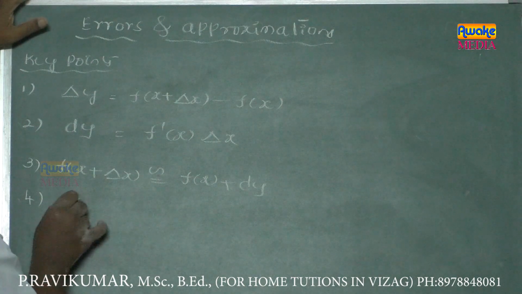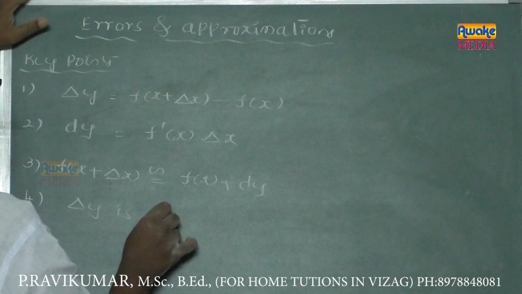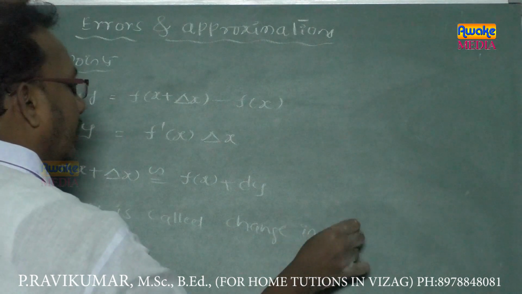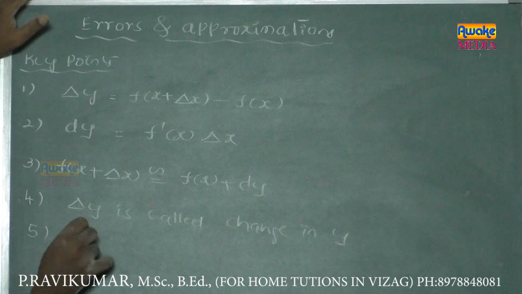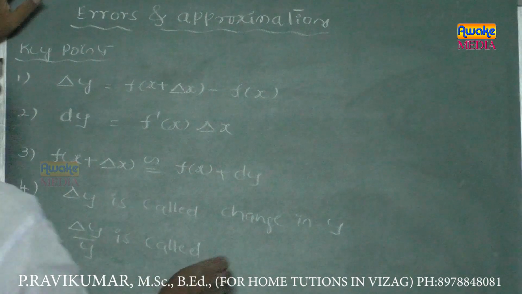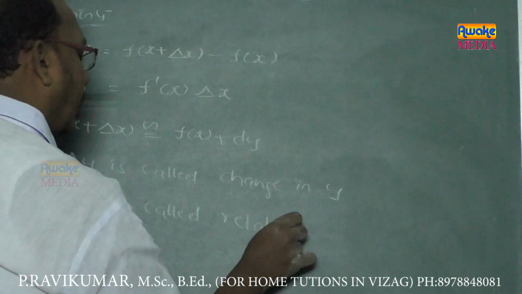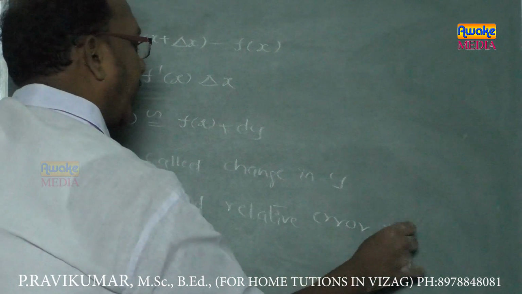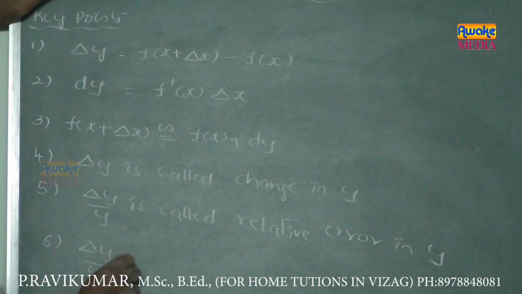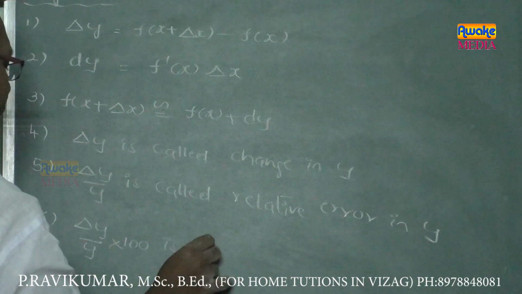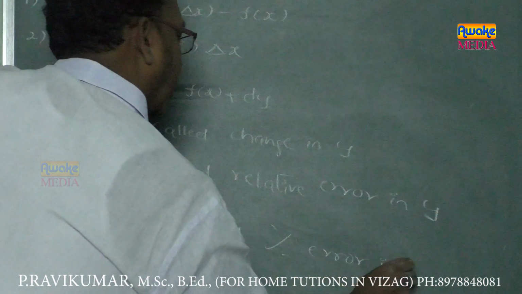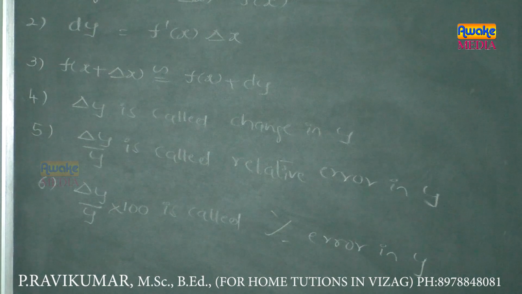Next, delta y is called change in y. Delta y by y is called relative error in y. Sixth, delta y by y into 100 is called percentage error in y. These are the key points of this topic.